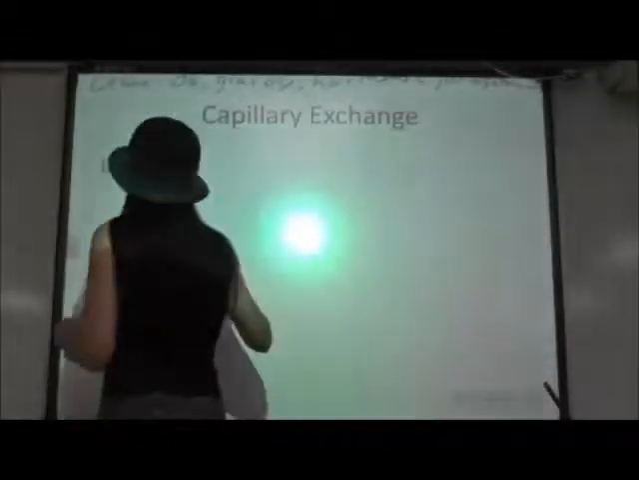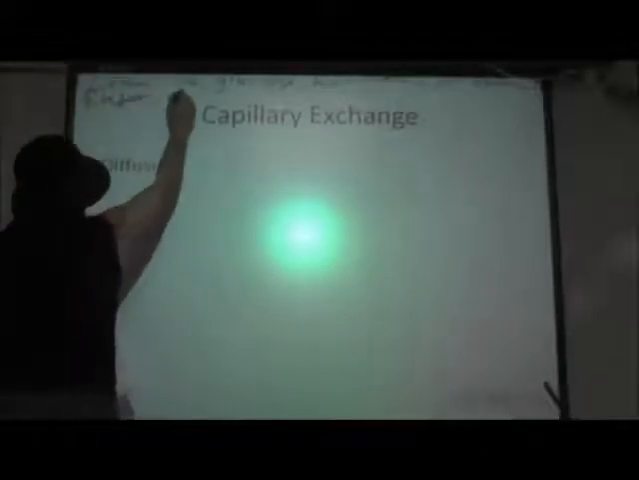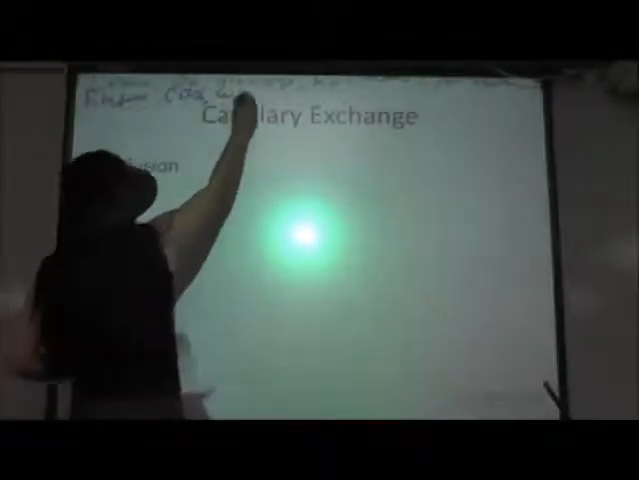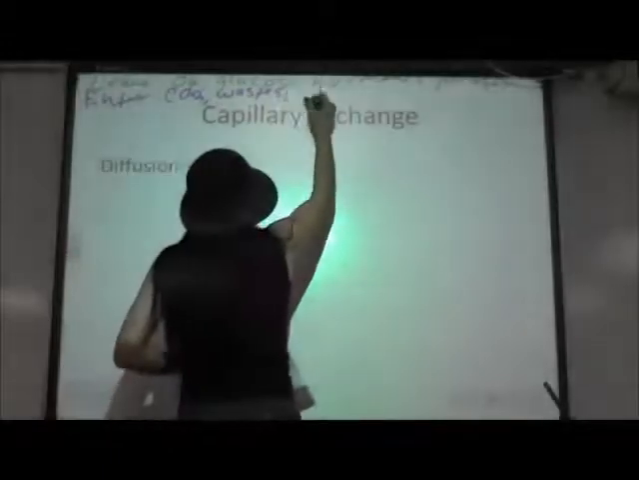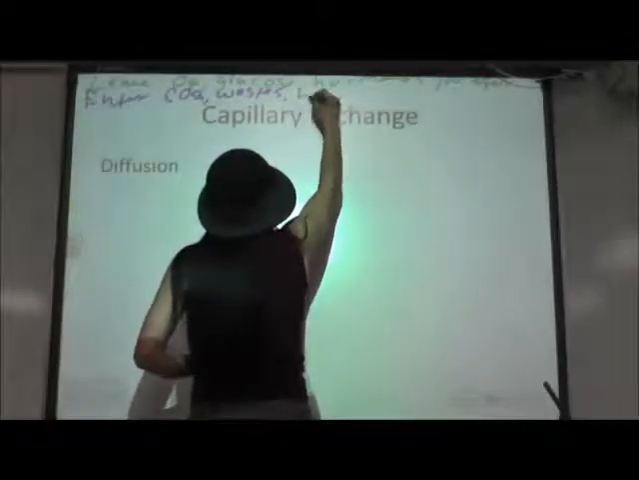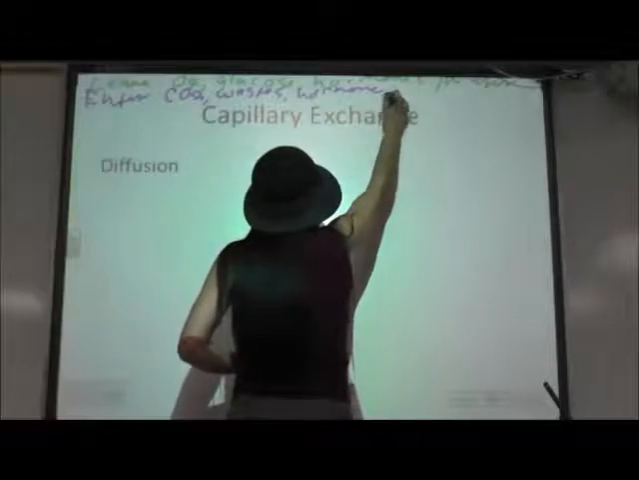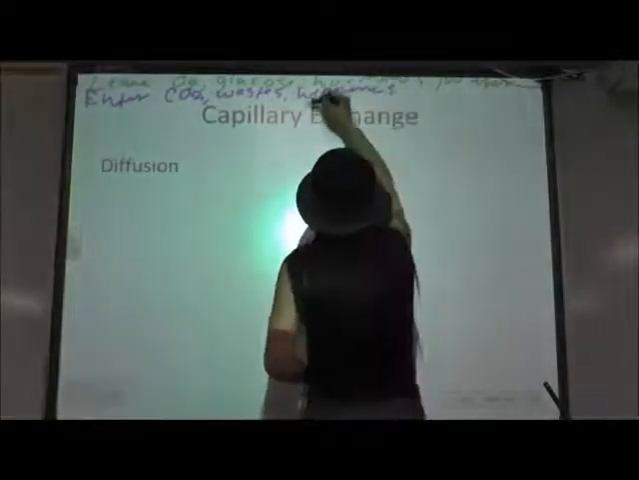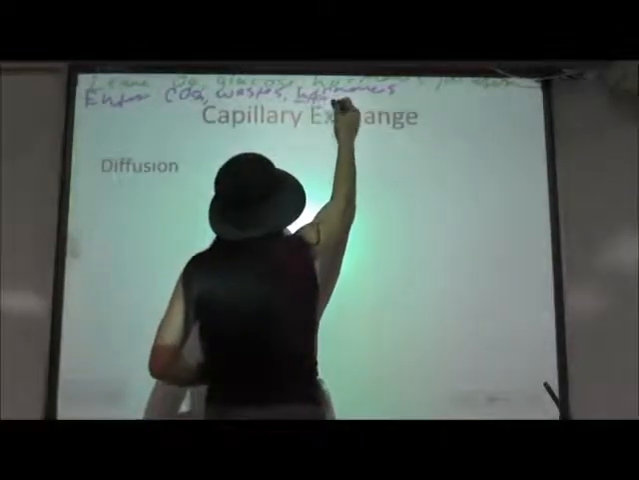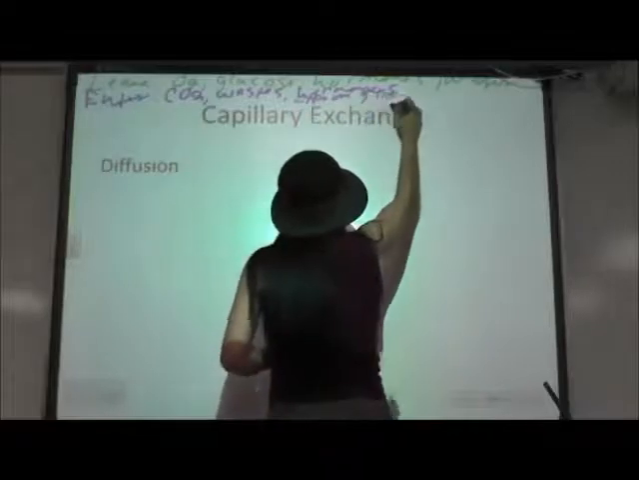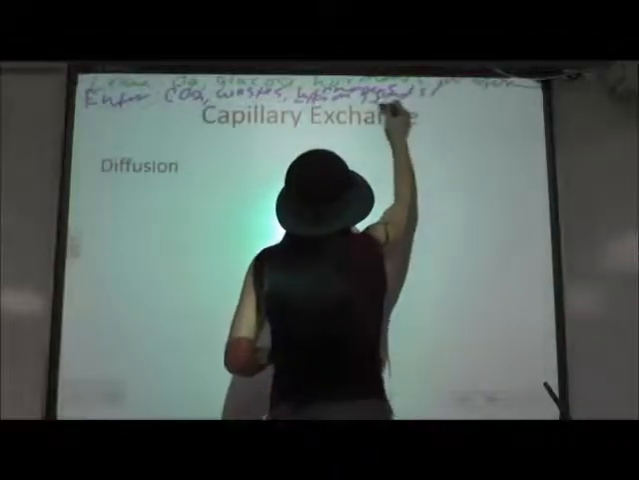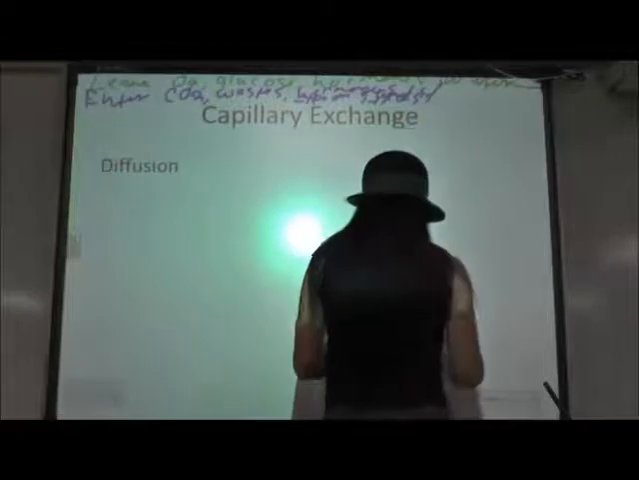Things that will be picked up or enter the capillary beds are going to be things like CO2, wastes. We can actually pick up hormones from the glands or excess hormones. So for hormones, we'll say from glands or excess. Oh, this marker at this side of the board is awful. We can pick up minerals from bones in the capillaries.